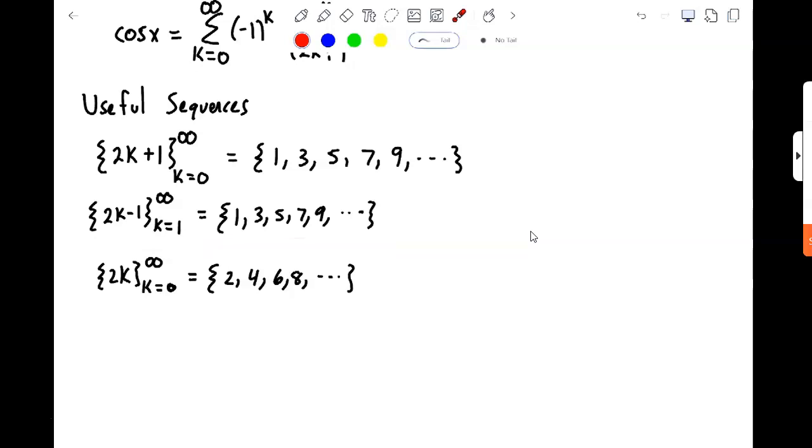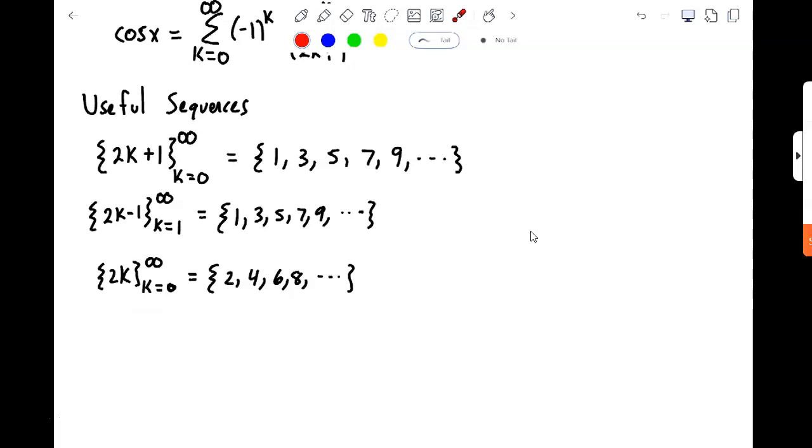the same sequence. This is basically just a shift in the sequence, right? From k equals 0 to k equals 1, we're just shifting the sequence by 1. But of course, that affects this piece here. When we replace k equals 0 with k equals 1, we have to make that adjustment. You can see that we get 2k minus 1. And of course, the other one we saw with the cosine, and that is the even numbers, 2k.